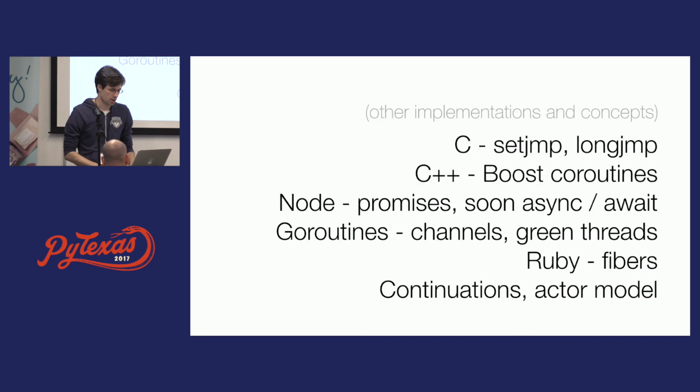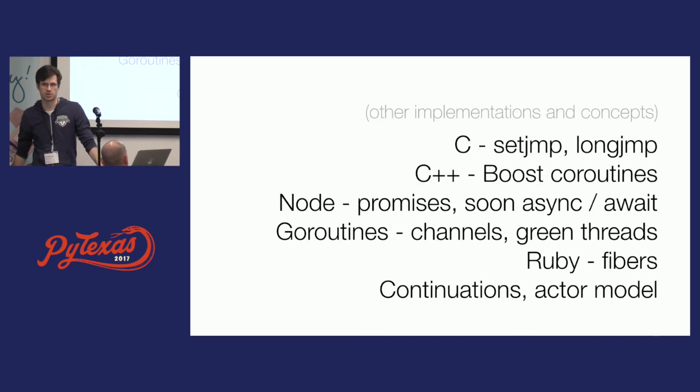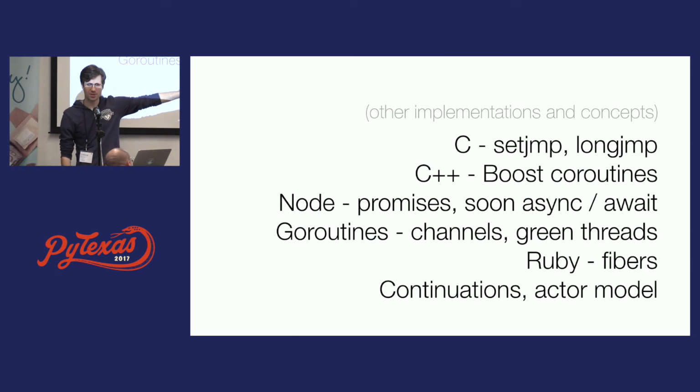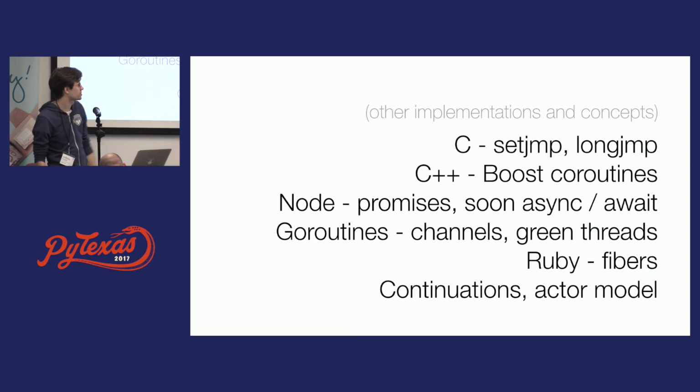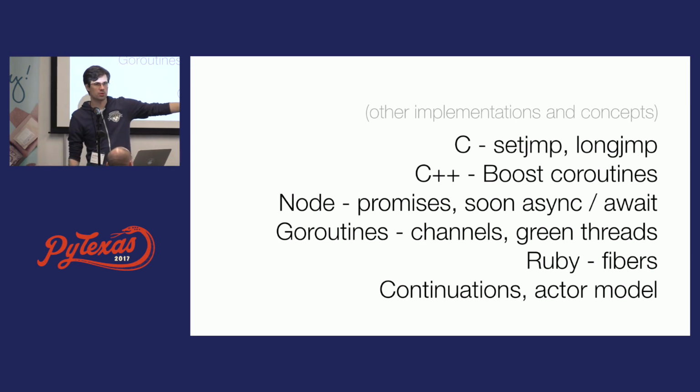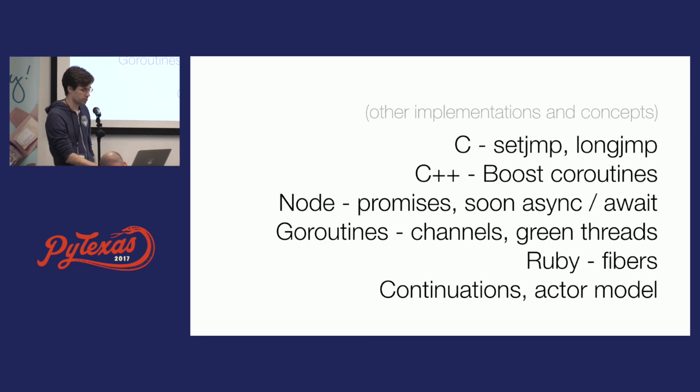So anyway, other implementations and concepts: if you like coroutines as a concept, there's a lot of cool concepts in some C implementations. There's Boost coroutines. Node now has async and await, I believe in ES 2017. I don't know if they're doing years or numbers anymore, but I think they have that now. Goroutines, for those of you who use Go, you'll find some parallel concepts there. Ruby fibers, etc. And then continuations in the actor model and some functional concepts are cool permutations of coroutine-type objects.